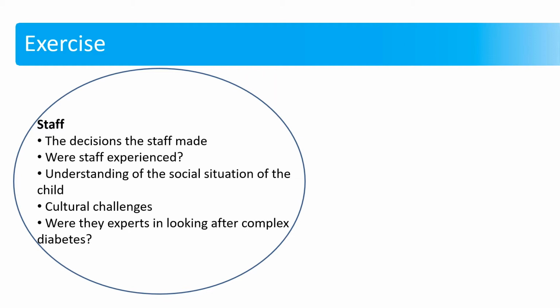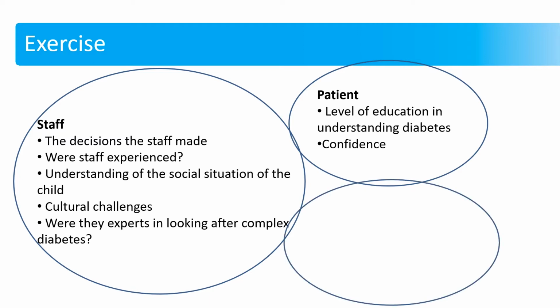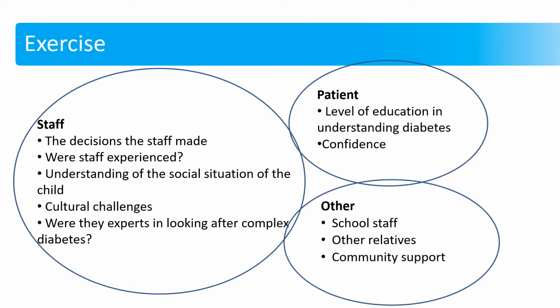There are also the things to do with the patient themselves, what sort of family education level there is from the point of view of understanding how to manage diabetes well, and whether the child was confident in managing, or perhaps a bit obstructive or not familiar with what was needing to happen. And then, of course, there's all these other things surrounding that child and their family. The school staff, maybe other relatives who do or don't have knowledge of diabetes, the community support, perhaps clubs or GP. So to be honest with you, all those things need to happen.